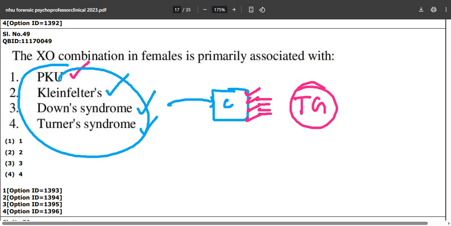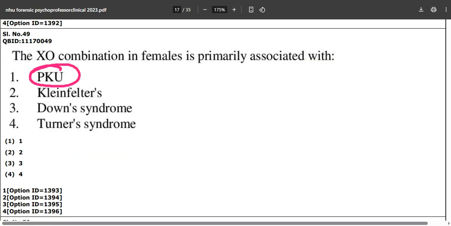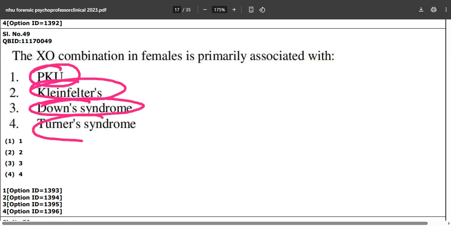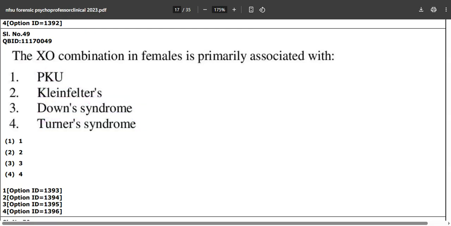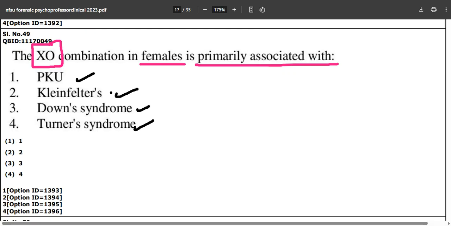Now, PKU, Klinefelter syndrome, Down syndrome, everything is present in the C book. Now, we are going to talk about: the X0 combination in females is primarily associated with. Is it associated with PKU, Klinefelter, Down syndrome, or Turner syndrome? What do you think is the correct answer? But before we get the answer, we have to go to the flashback.